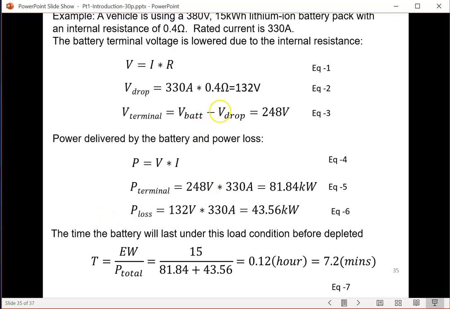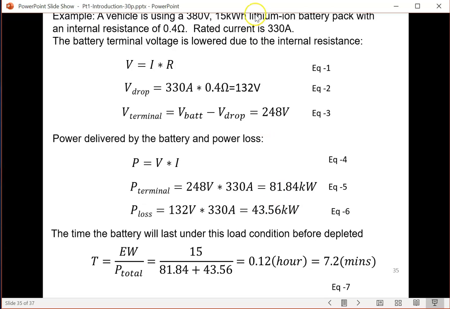The loss on the internal resistance is 132, that's the voltage drop across the internal resistance, times the same current. That'll give me 42.56 kilowatts. Now the total, add the two together, that should equal the battery power.